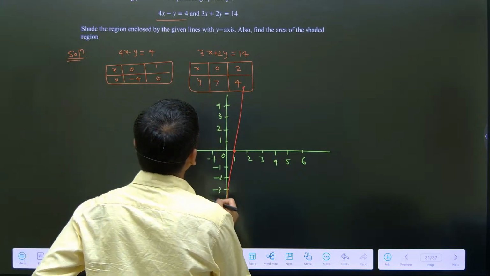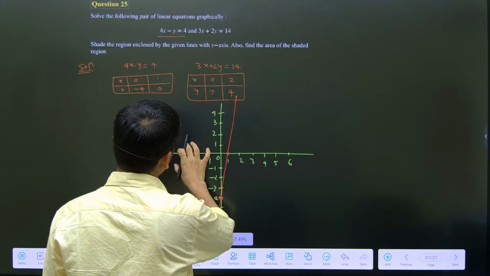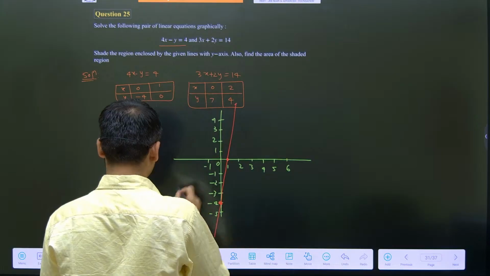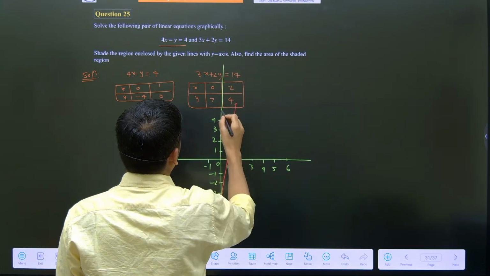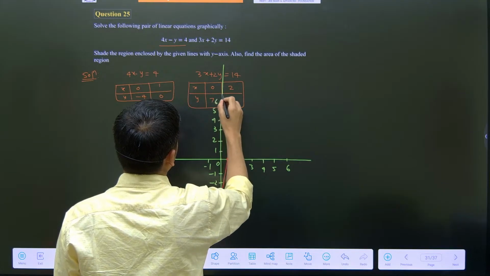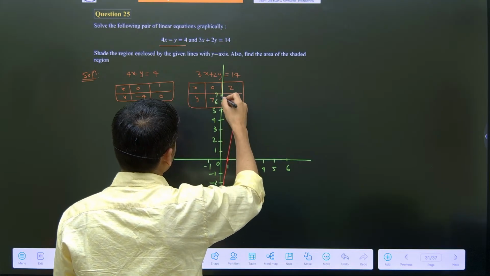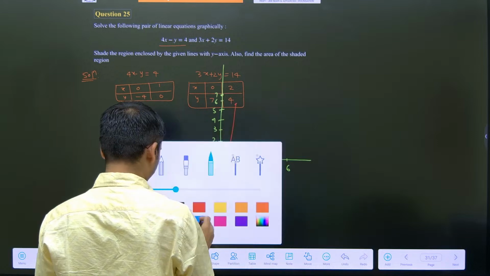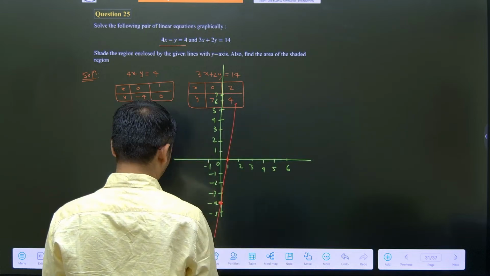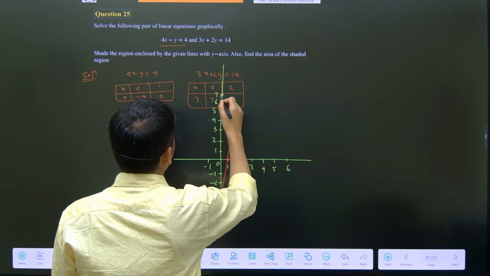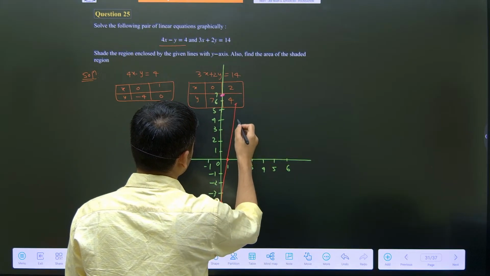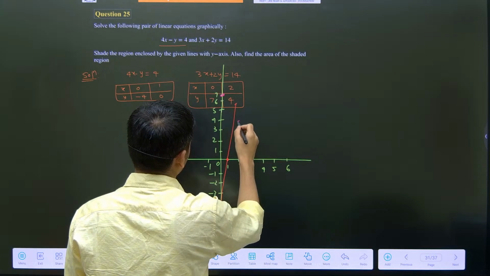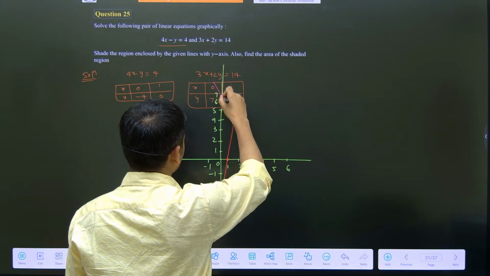Second one, when x is 0, y is 7. Okay, so we have to extend the y axis actually. This is 4, this is 5, this is 6, and this is 7, right? So when x is 0, y is 7, this point is there. And when x is 2, y is 4. That means it's somewhere here. Right? Connect those points.